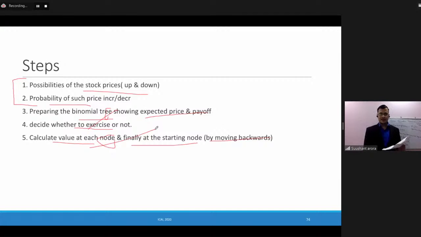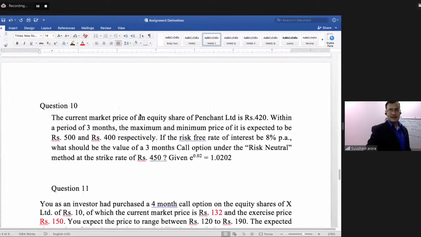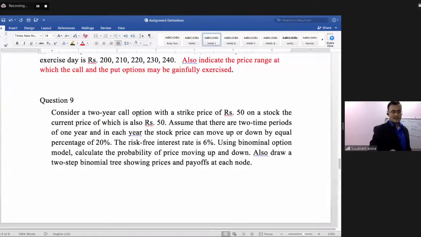So I'll stop sharing, and I can explain this concept only with a question. Even if I do it with an example, that makes no point, because if a brilliant question is there with us, why don't we do it with a question only? Okay? So I hope the steps are clear now, and I will share it with you. The question number, no, sorry, not 12, 9. Please read this.